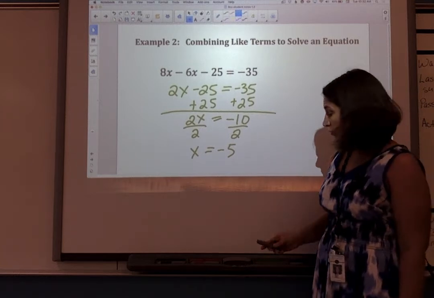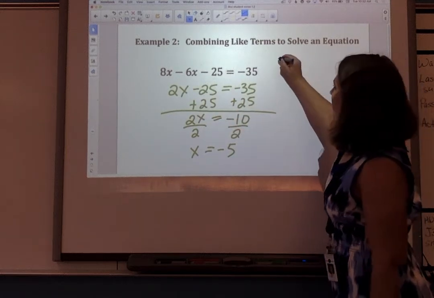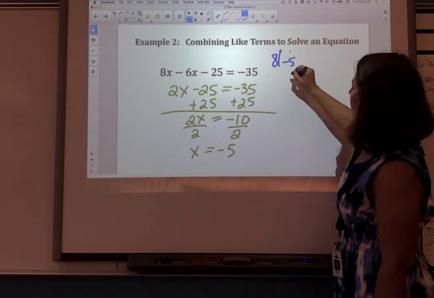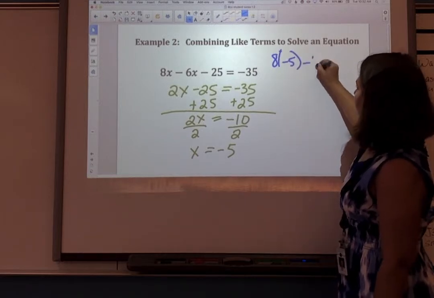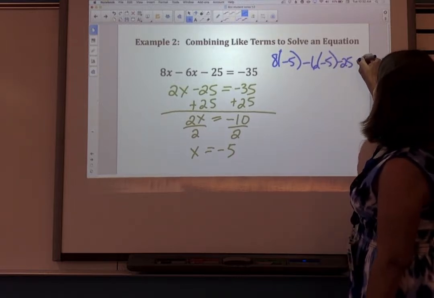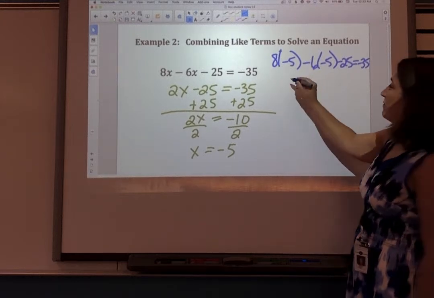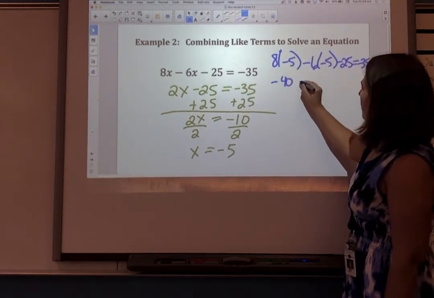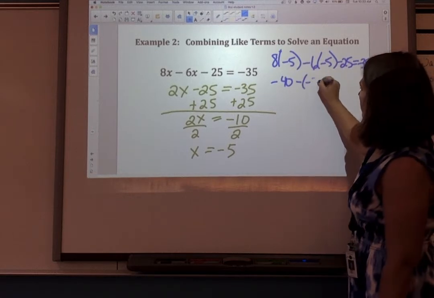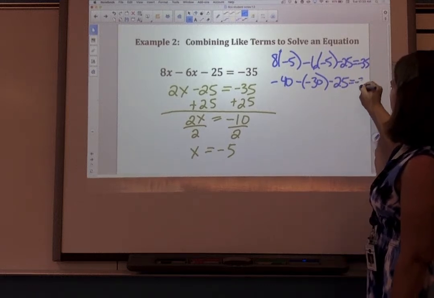I can do a check one more time and go all the way back to the beginning. 8 times negative 5 minus 6 times negative 5 minus 25 equals negative 35. 8 times negative 5 is negative 40, minus 6 times negative 5 is negative 30, minus 25 equals negative 35.